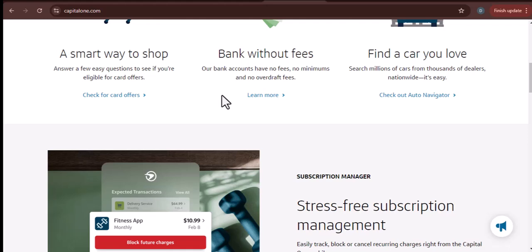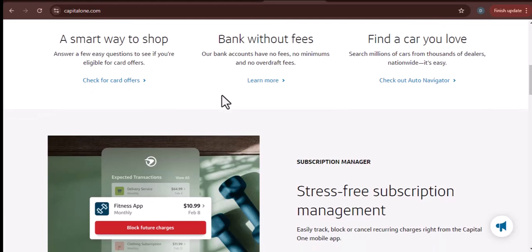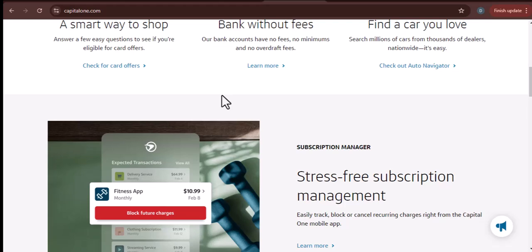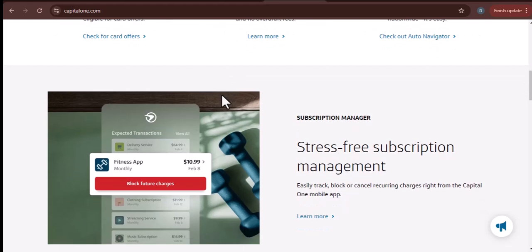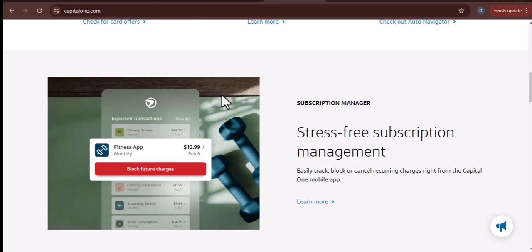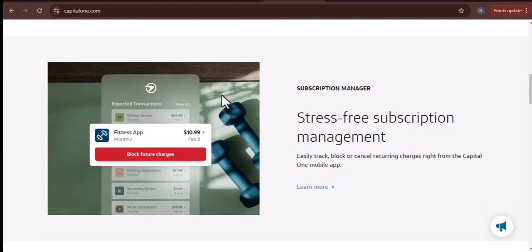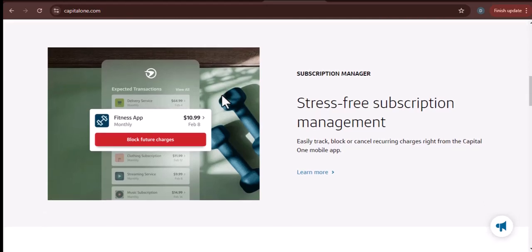What is the deposit limit for Capital One checking accounts? The deposit limit for Capital One checking accounts is $25,000 per day. This means that you can deposit up to $25,000 into your account in a single day.